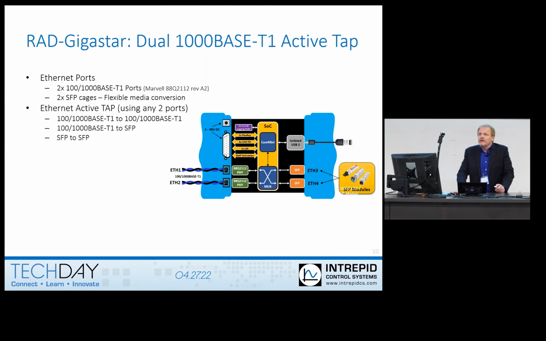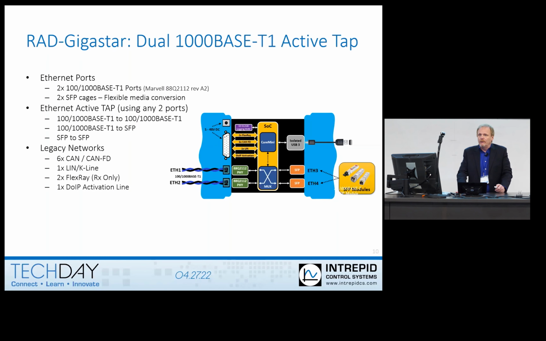So the primary function of this device is an Ethernet active tap. You can use any 2 ports. So you can have the tap pairs of 100 or 1000BASE-T1 tied together in a tap. You could tap from 1000BASE-T1 to whatever PHY you have in the SFP. So you can tap between T1 and T, you can tap between T1 and optical. And then you could also tie the SFP's ports together as an active tap. And you can use those taps simultaneously, connecting to the host PC using USB 3.